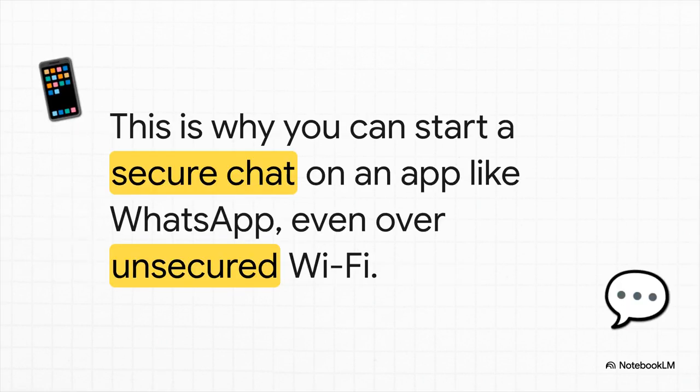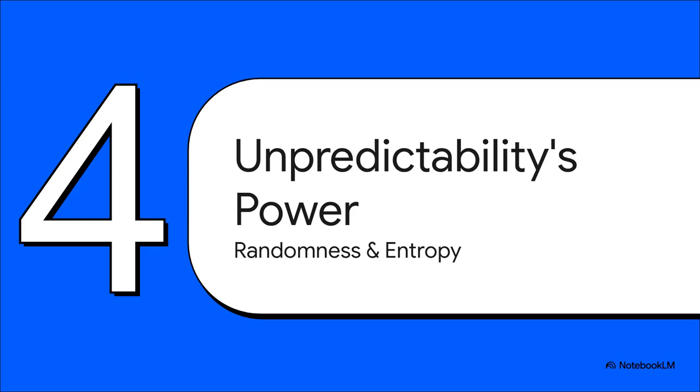And that little magic trick, it's happening on your phone all the time. It is exactly how you can start a secure chat on an app like WhatsApp in milliseconds, even if you're on some sketchy Wi-Fi at a coffee shop. It's pretty amazing. So we've got a strong lock and a secret handshake.